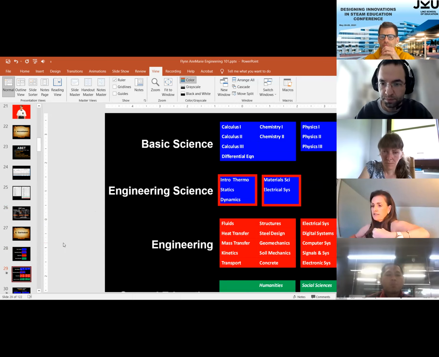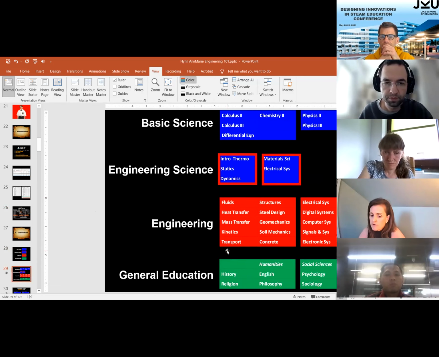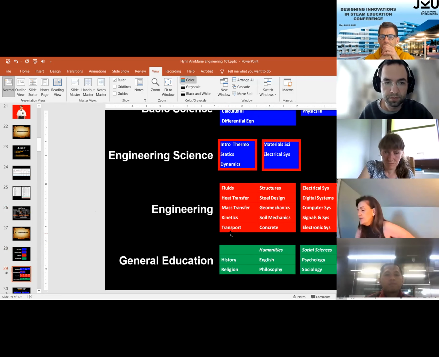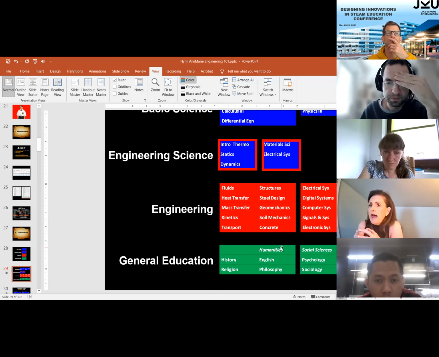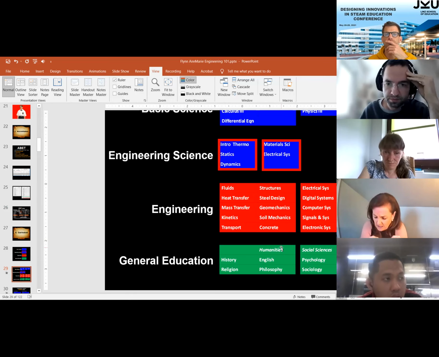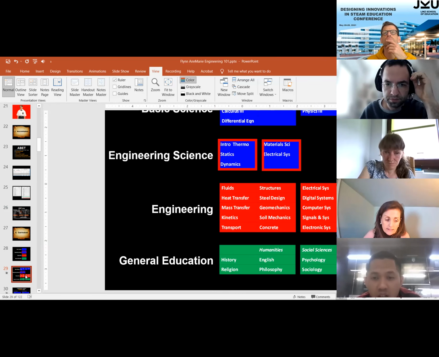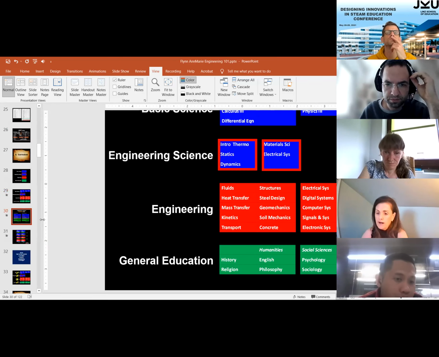Engineering science is what you would get if you take a basic science and an engineering class and you put them in a blender. Thermo, statics, dynamics. Straight engineering, core engineering, they're in red. Heat transfer, mass transfer, steel design, structures, fluids, and so on. And then general education classes tend to be social sciences and things like history, religion, English, sociology, philosophy. All right. That's what any engineering program is made up of.